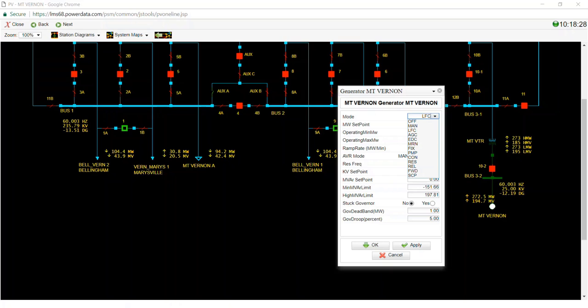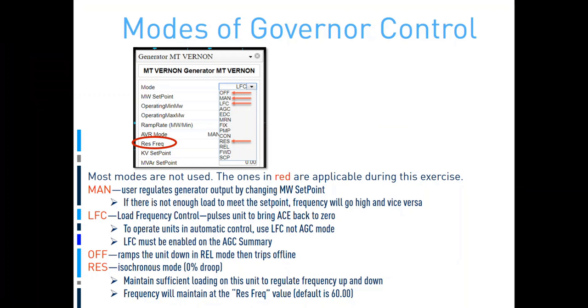Even though there are a lot of governor modes, fortunately only a few of them will be very relevant. The two most common modes that you'll see during normal operation are manual and LFC. If a unit is in manual, that simply means that the user regulates the output by changing the megawatt set point. The only thing you need to be careful of is you need to be aware of the unit minimums, its operating minimum and maximum, to be sure that you stay within those windows.